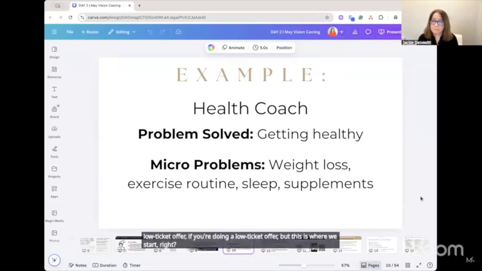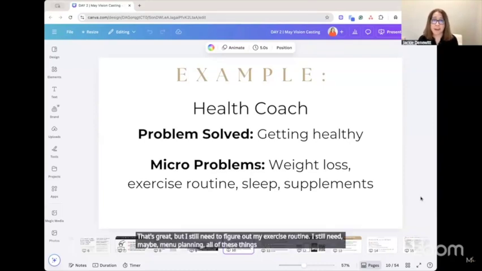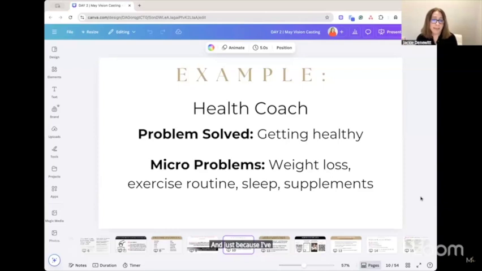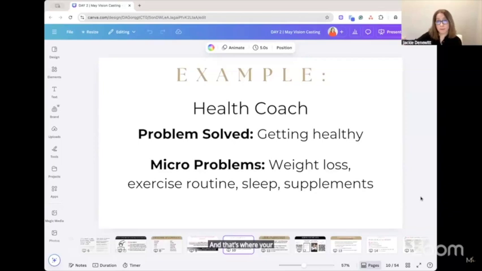And so to Melissa's point, if you help me get a good night of sleep, that's great, but I still need to figure out my exercise routine. I still need maybe menu planning, all of these things. I'm not there yet. My overarching problem has not been solved. And just because I've had a good night of sleep, there's all sorts of other problems that show up. And that's where your email sequence comes in that we're following up with once people download this guide.